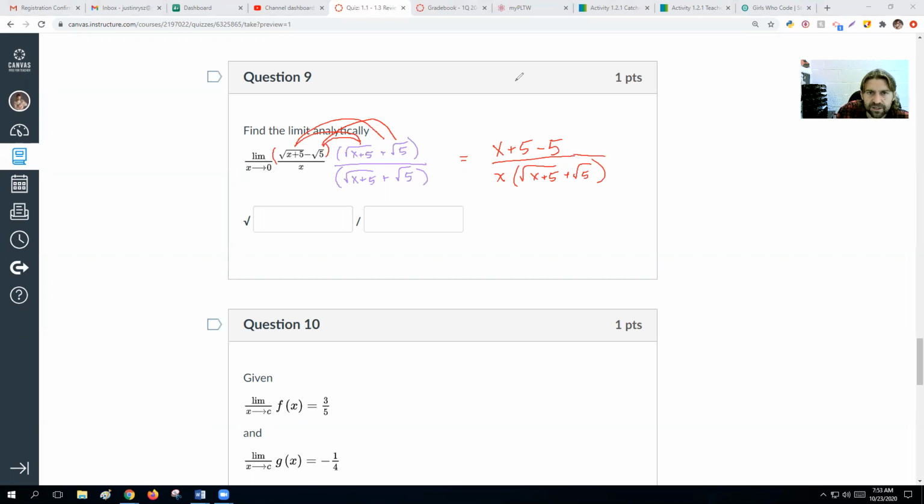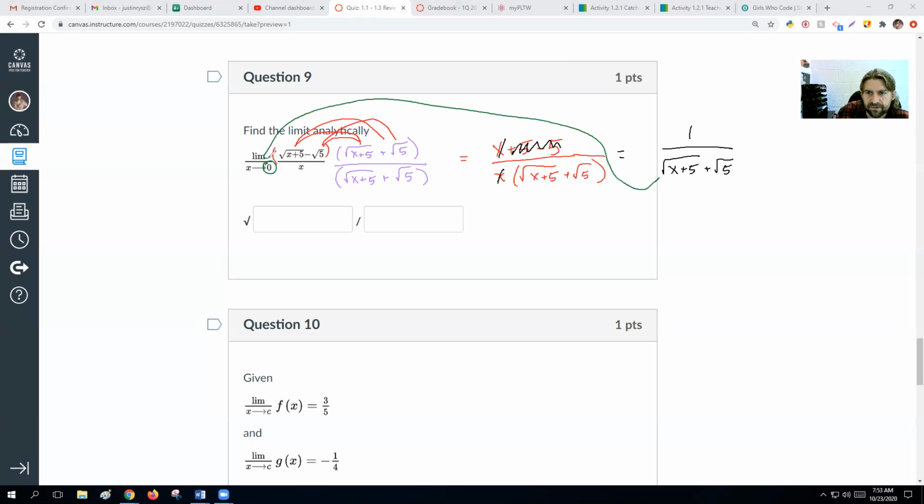Okay. Well, we actually get a lot of things to cancel out next. 5's cancel out, and then the x's cancel out. So our equivalent solution would be 1 on the top, there's still 1 up there, and then over the conjugate. Okay, so that is going to be the function we're going to use direct substitution with.